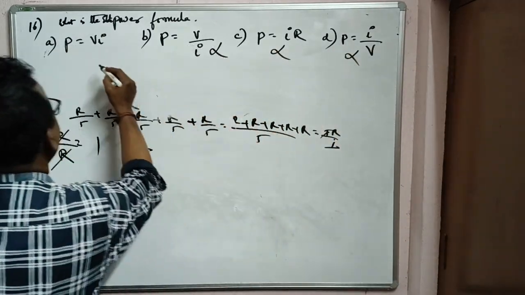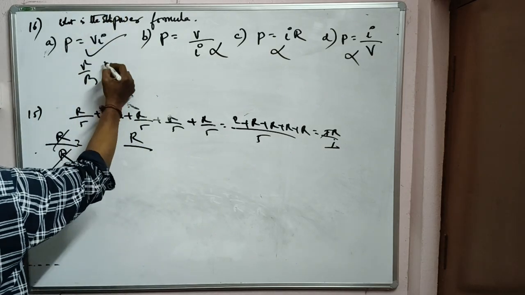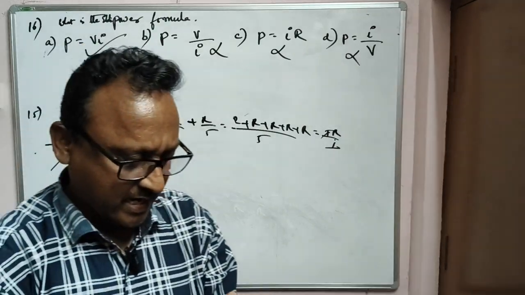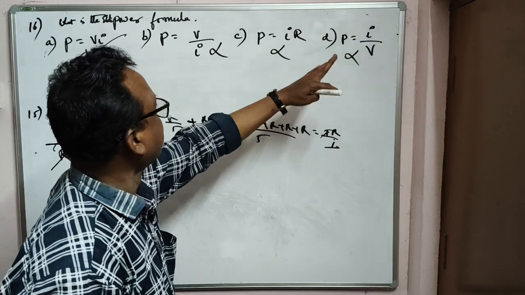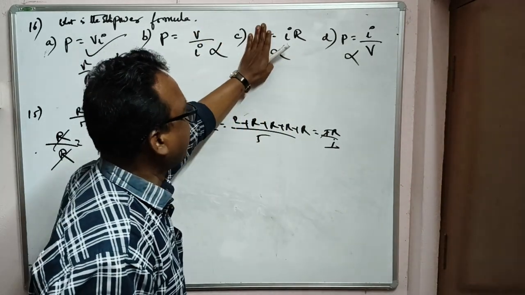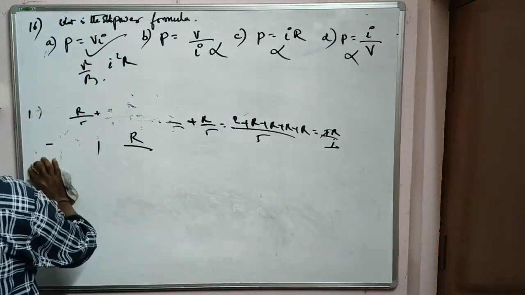P is equal to VI. And one more you have, V square by R. One more you have, I square R. So these 3 formulas represent electrical power. These are the wrong answers. For the confusion, V by I and IR are given. This is not VI; IR means it's Ohm's law. Okay? Right. Now let us go to the 17th one, please.